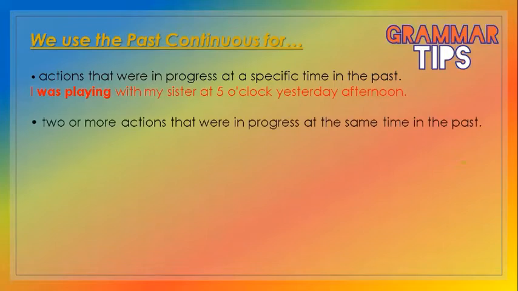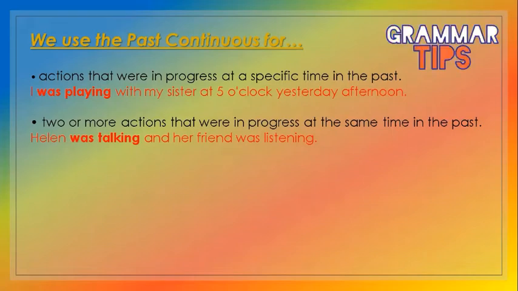Look at the second use: two or more actions that were in progress at the same time in the past. So here we have two actions that were in progress at the same time in the past. Look at the example: Helen was talking and her friend was listening. How many actions do we have here? Yes, we have two actions, was talking and was listening. So two or more actions that were in progress at the same time in the past.